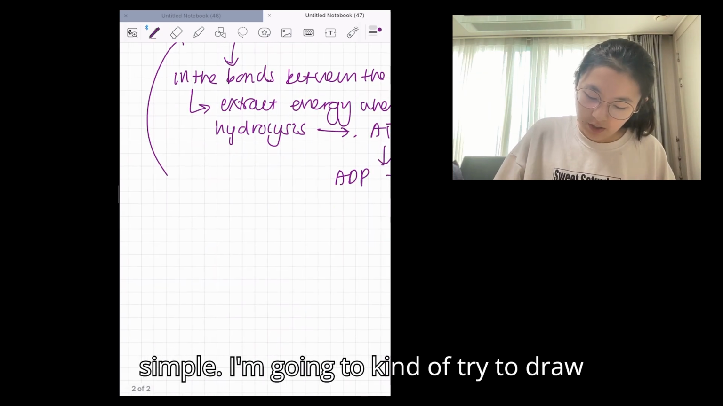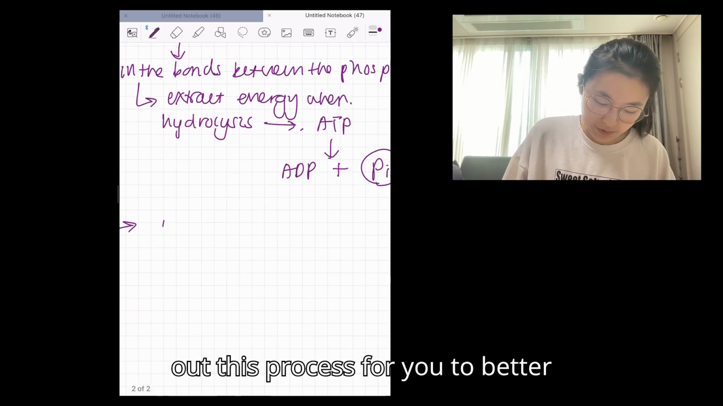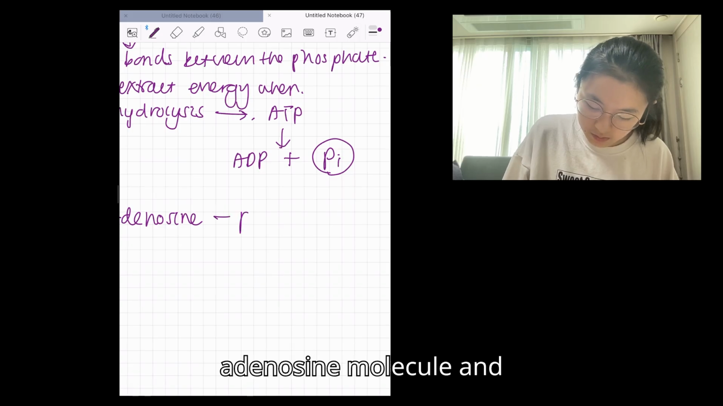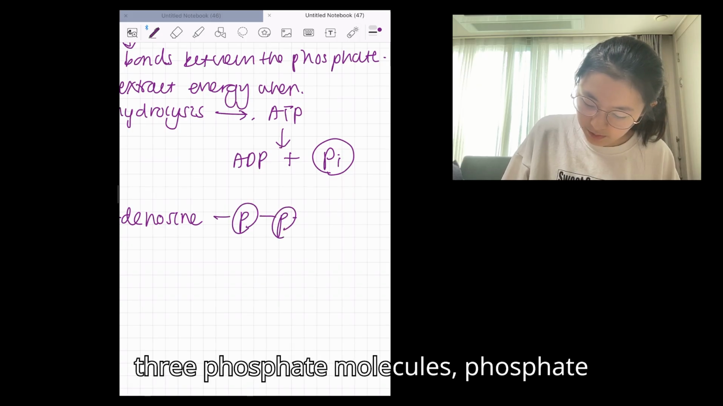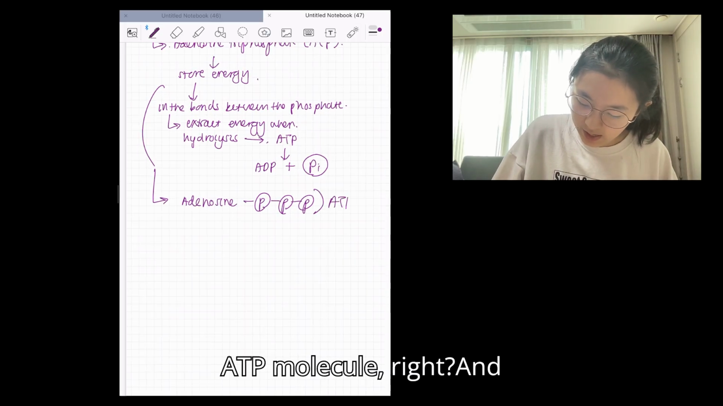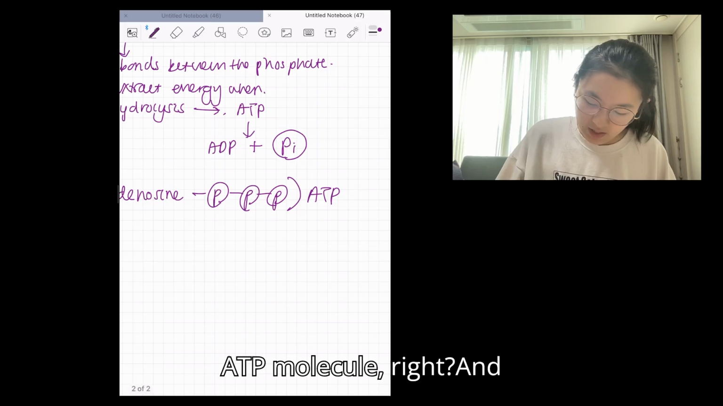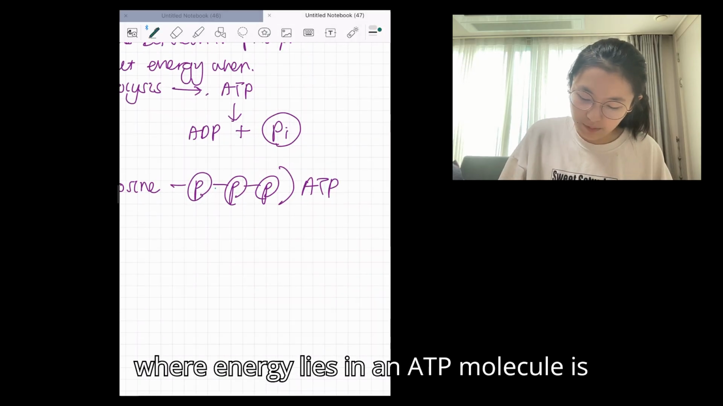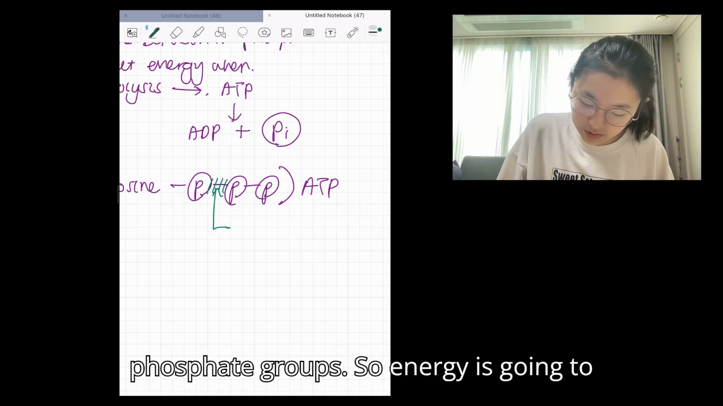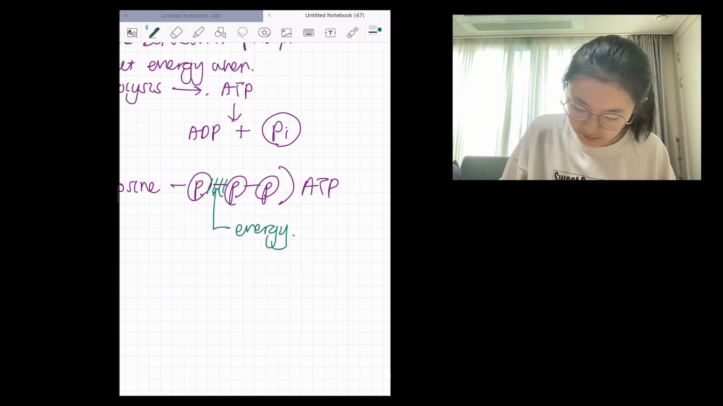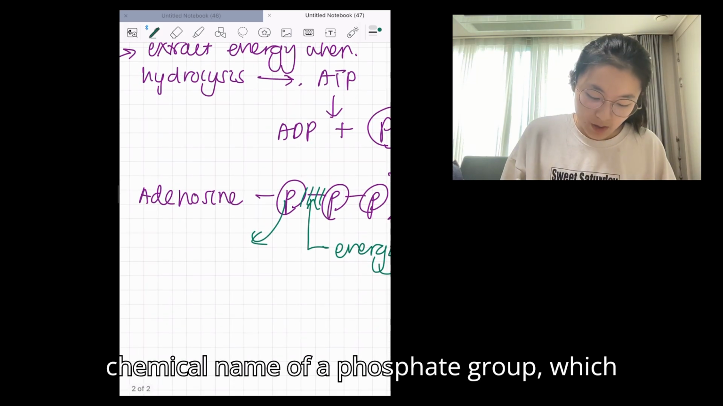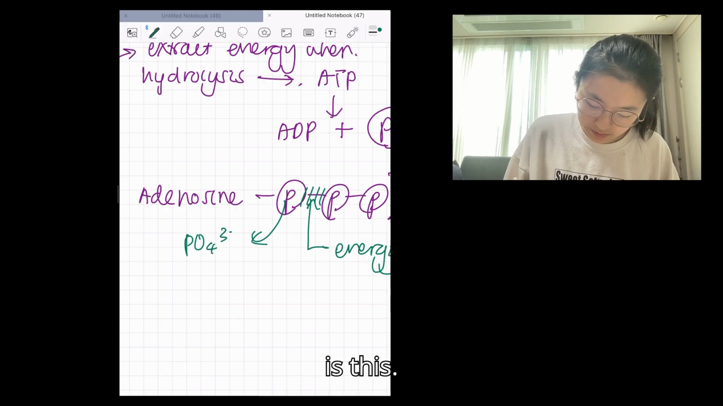So how this is going to look is very simple. I'm going to try to draw out this process for you to better understand. We have an adenosine molecule and 3 phosphate groups attached. And we will call this an ATP molecule, right? And where energy lies in an ATP molecule is in these bonds between the phosphate groups. So energy is going to be present right here. And I'll quickly remind you of the chemical name of a phosphate group, which is this.